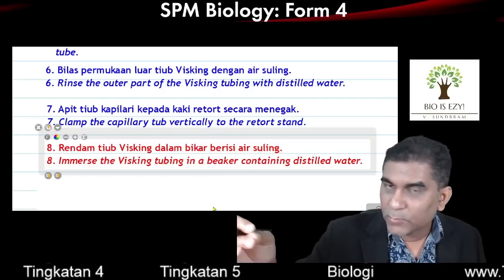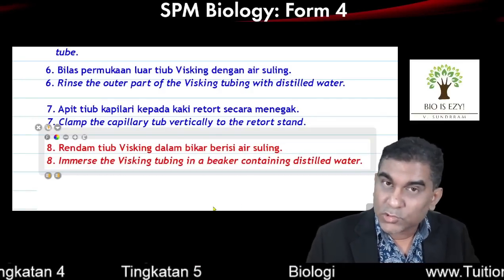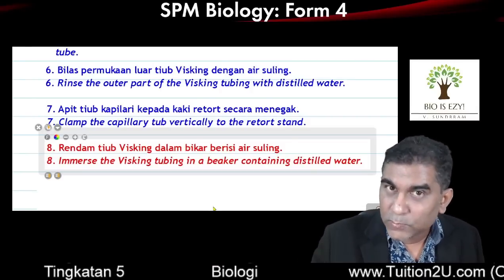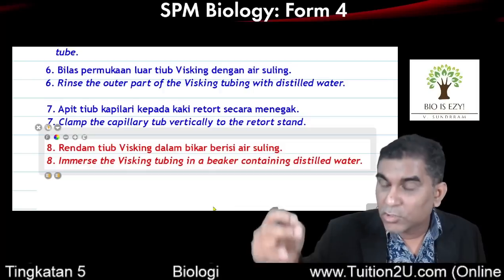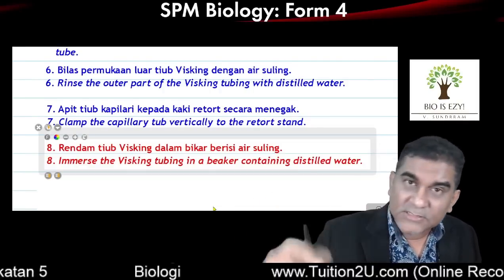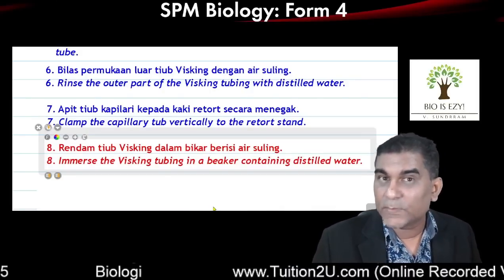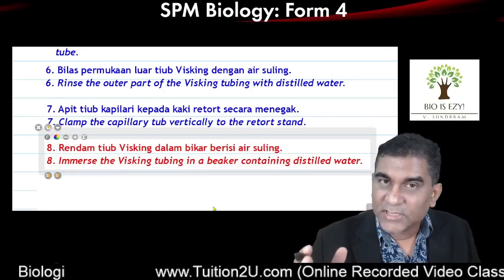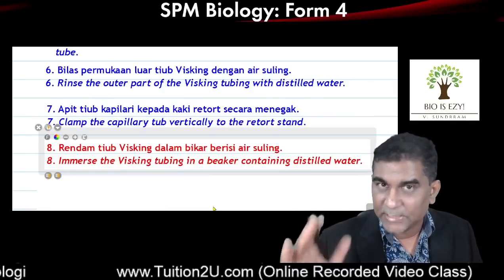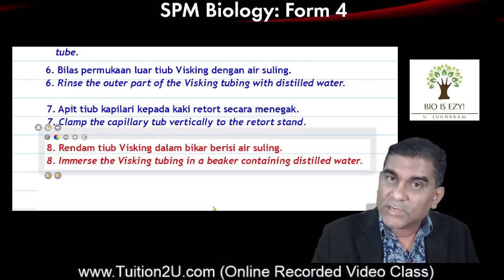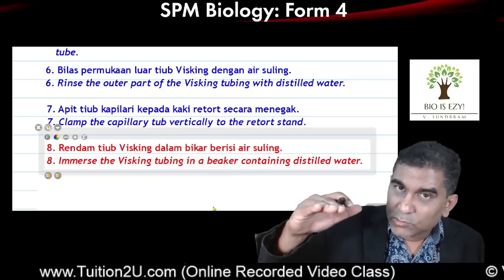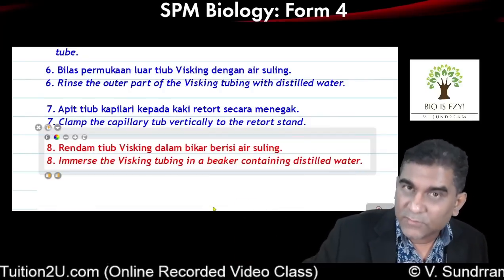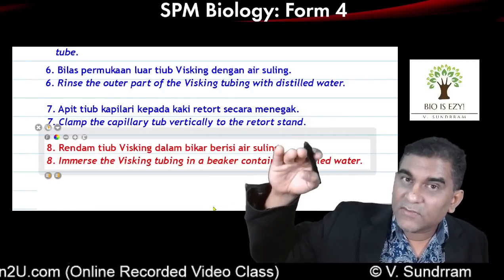Air suling mempunyai keupayaan air yang tinggi. Larutan sukrosa 30% mempunyai keupayaan air yang rendah. So, mengikut pemahaman osmosis, molekul-molekul air daripada air suling akan meresap masuk ke dalam larutan sukrosa 30% melalui proses osmosis. Dia boleh lalu membran tube whisking sebab membran tube whisking adalah separa telap memilih. So, bila air masuk ke dalam tube whisking, aras larutan sukrosa itu akan meningkat. Itu yang perlu kita ukur. As water diffuse into the whisking tube, the sucrose solution level will increase.